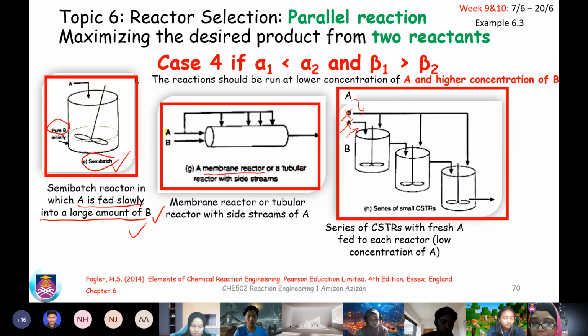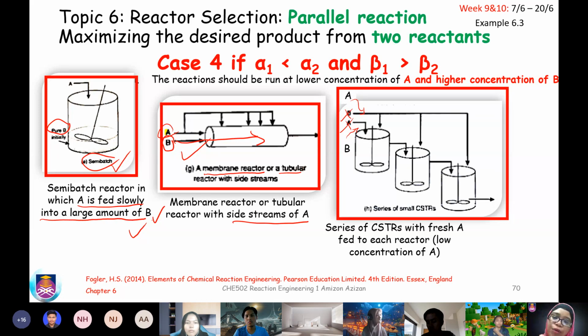Secondly, a membrane reactor or a tubular reactor with side stream. You want to have high B, so the B is added directly to the tubular reactor having the membrane, and the A is added at the side stream. That will ensure B is as high as possible and A is low.